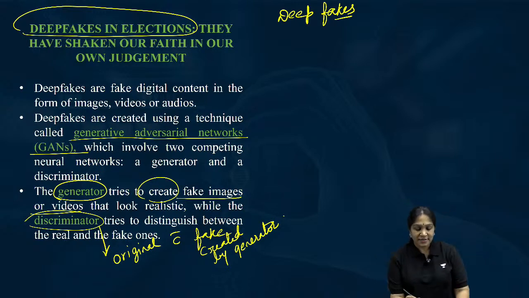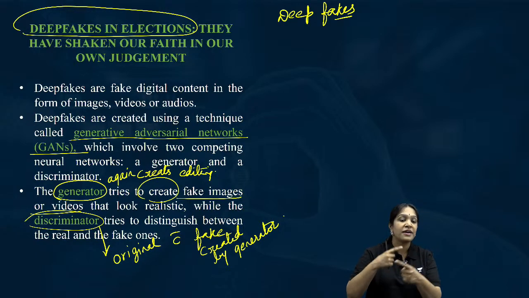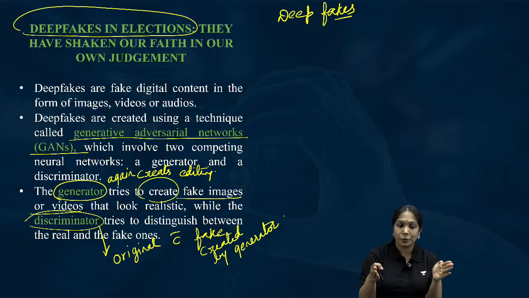Then what happens? The generator again creates and makes edits to that. Is it clear? It will edit the fake video. Then again the discriminator will try to differentiate between the two.